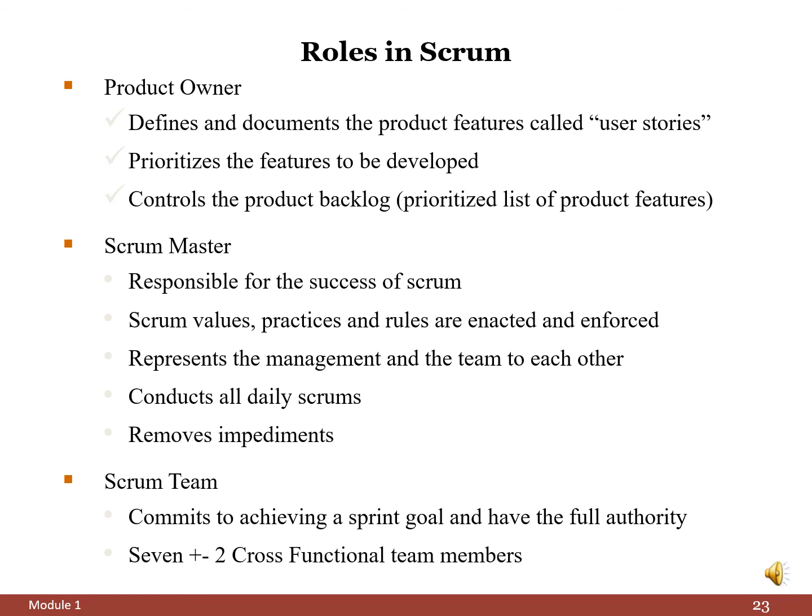Next is the Scrum team. The Scrum team commits to achieve a sprint goal and has full authority. Seven plus or minus two close functional team members are there in a Scrum team.